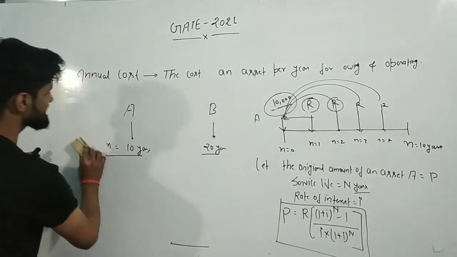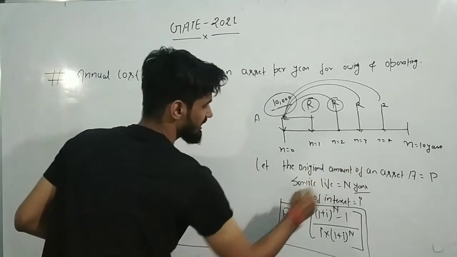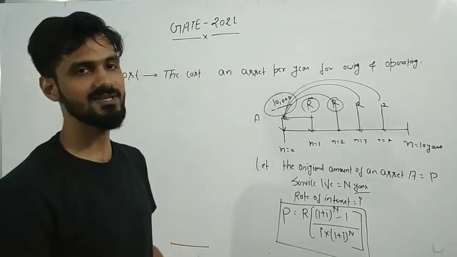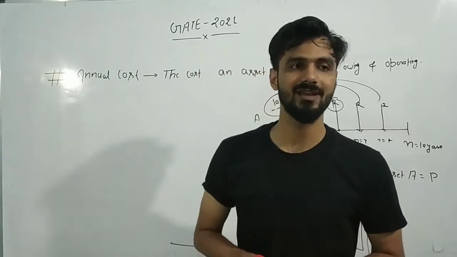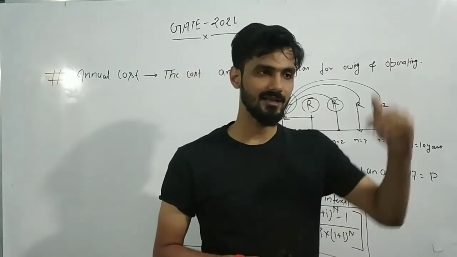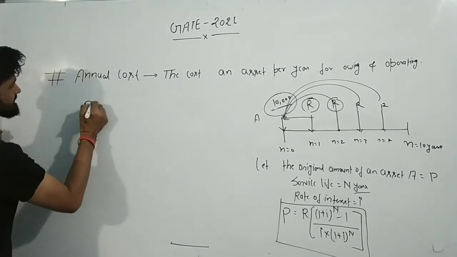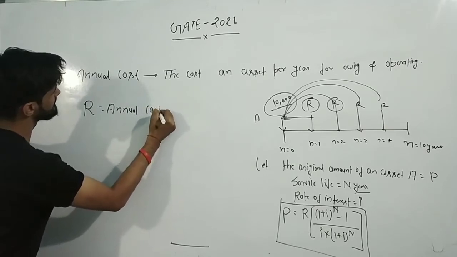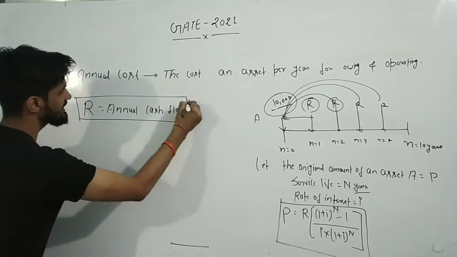Okay, so if you will see, I am just writing here, P is the original amount of the asset, and n is the service life of an asset, and R is the annual cash flow. Okay, annual cash flow, you can assume it as the annual cost for that particular asset that is getting inflow for the project. So here I am writing R is annual cash flow. Okay, here R will be the annual cash flow.